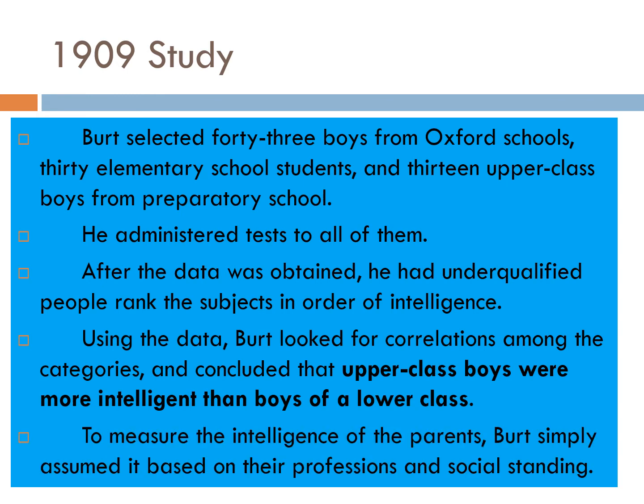And in essence, to measure the intelligence of the parents, Burt simply assumed it based on their professions and social standing, right? So really what Burt was doing was just creating a way to scientifically mirror and justify the social inequality of the time. In essence, what he's really saying is that we can definitively prove that intelligence is innate based on this grouping that I've selected from Oxford school systems, right?